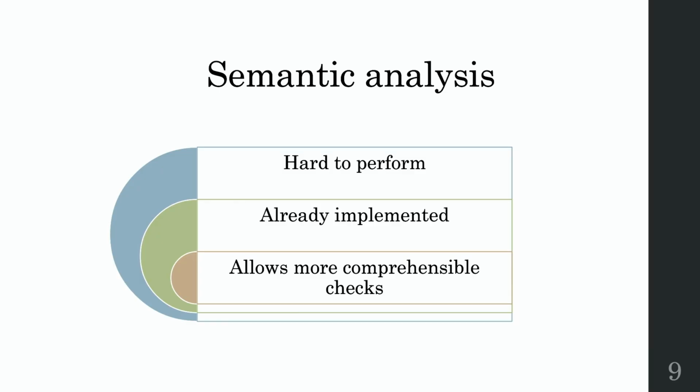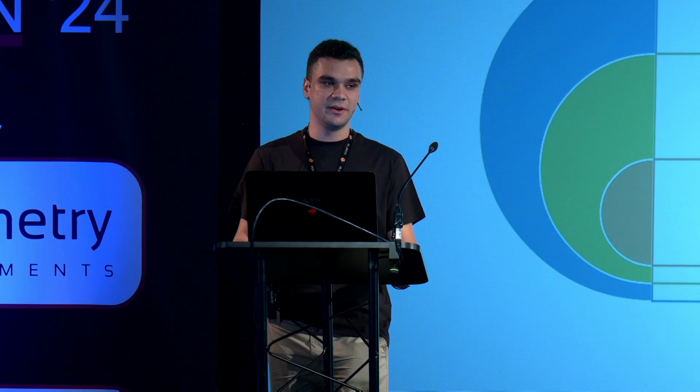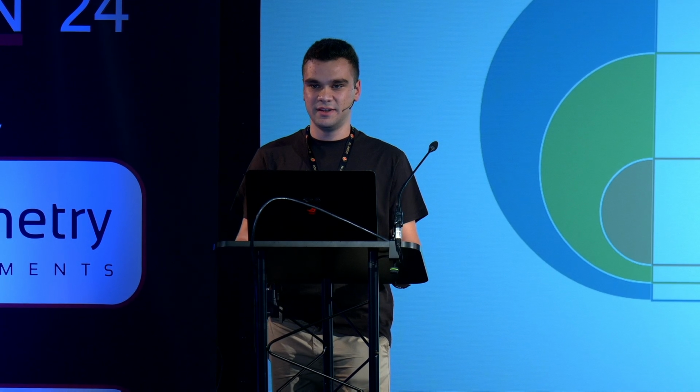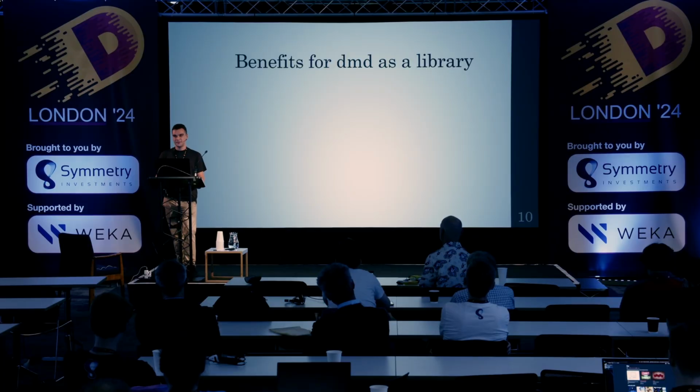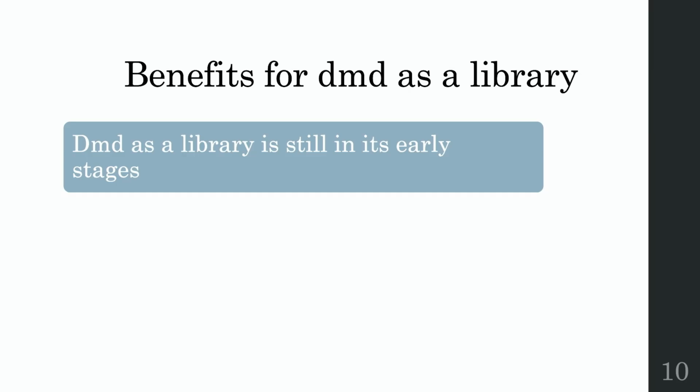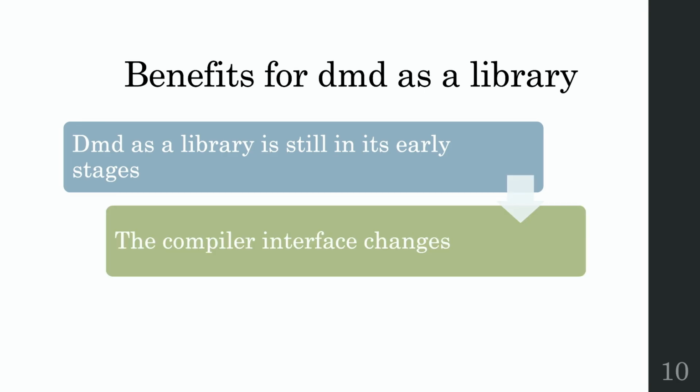Now, this will allow us, at least in this scanner, to implement more comprehensive checks. To give you an example, think of string mixins. Without semantic analysis, all you can see is a string expression, but with semantic analysis, we can actually extract more meaning out of that expression. There's actually an additional bonus for DMD-as-a-library. DMD-as-a-library has only been out for a few years now, so it's still in early stages. The compiler interface still changes.